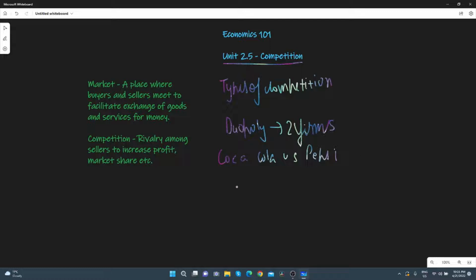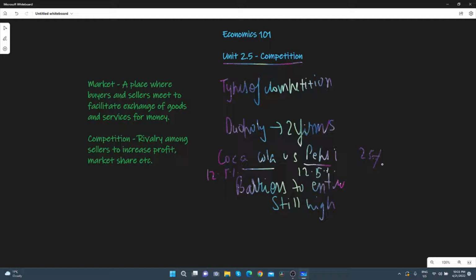So basically, again, barriers to entry are high because these two are dominating. Barriers to entry still high, because you would have to compete with both of them. Each of them might have 12.5%, for instance. So combining them, they gain 25%, and so they are dominating the market. Still, if I want to compete with Coca-Cola and Pepsi, it's very hard for me. They own most of the resources to produce those carbonated drinks.